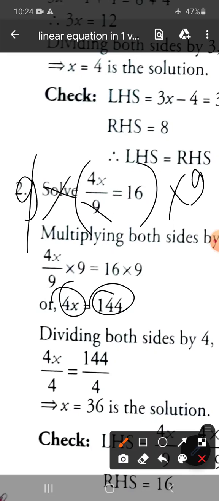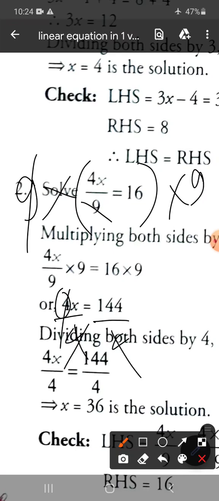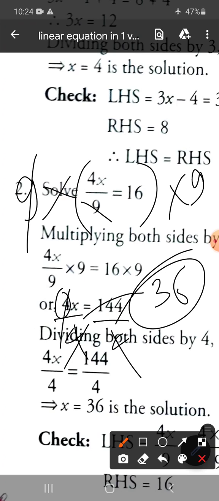So dividing both sides by 4 to eliminate this 4 from LHS, this 4 and 4 will be cancelled, and what we will be left with is 144 divided by 4, which is 36. So x will be equals to 36.